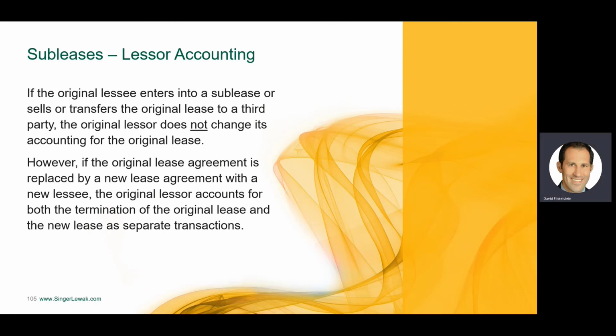If the original lessee enters into a sublease or sells or transfers the original lease to a third party, the original lessor does not change its accounting for the original lease. However, if the original lease agreement is replaced by a new lease agreement with a new lessee, the original lessor accounts for both the termination of the original lease and the new lease as separate transactions.